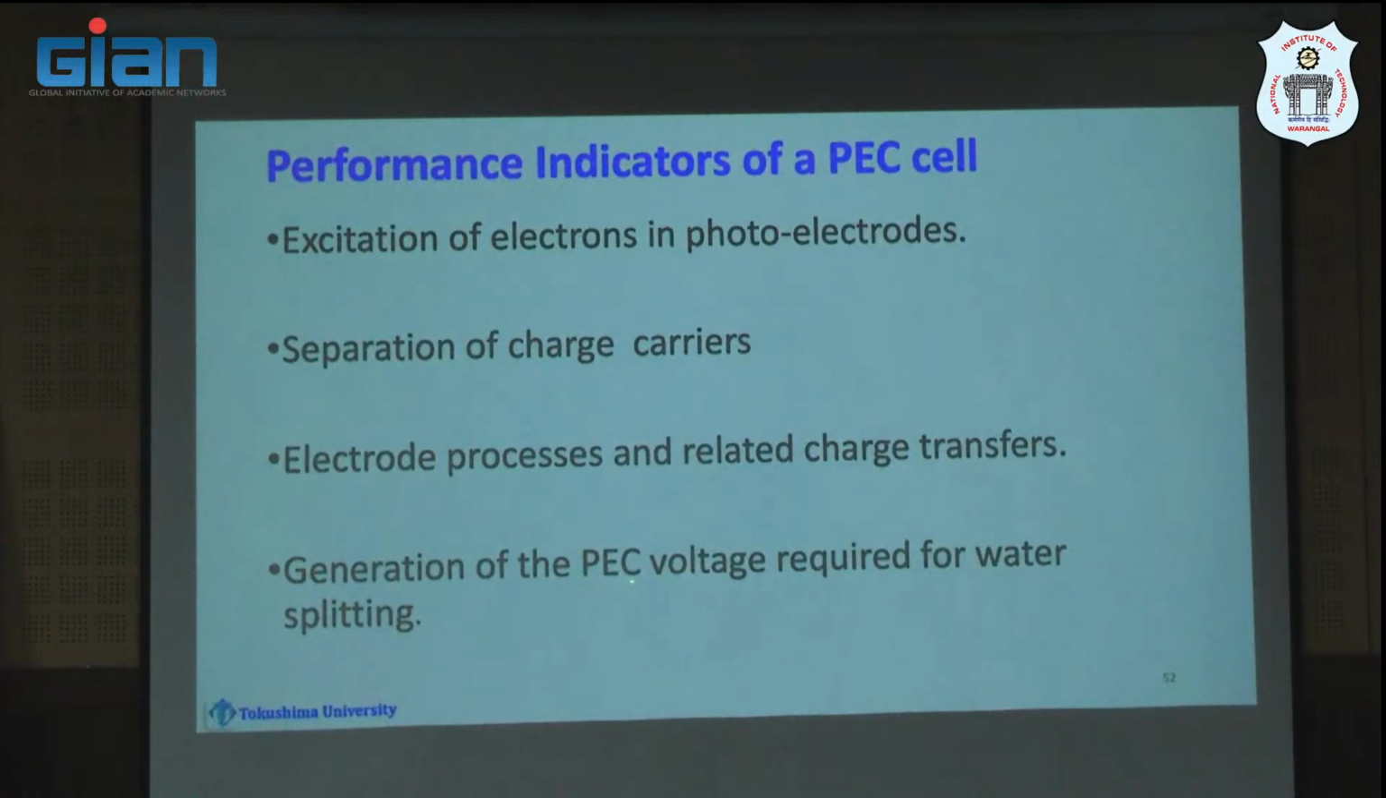Generation of photovoltage is required for water splitting. So when this charge moves, a certain voltage is required to initiate the water splitting. Once this voltage is acquired, the water gets split. H2O splits into hydrogen and oxygen, and bubbles start to come out from the solution, and those bubbles are nothing but hydrogen.